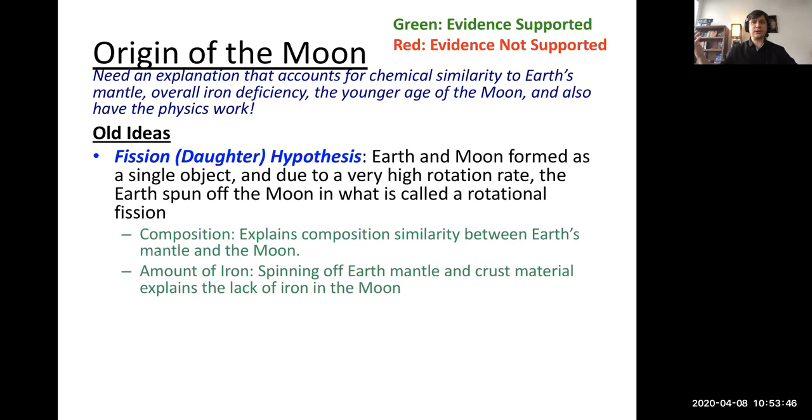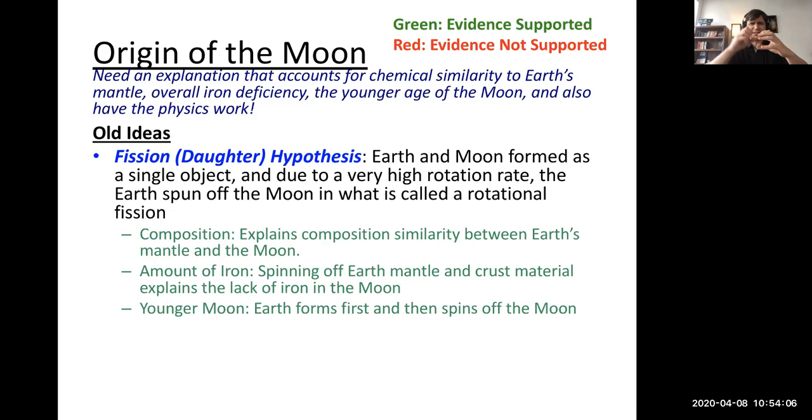Amount of iron. Well, you had already put most of the iron in the core of the early Earth before you rotationally fissioned off the moon. So you'd expect the moon to be deficient in iron. We finally have an idea that gets both the rock composition and the lack of iron that the moon has. Oh, and we formed the Earth first, and then we spun off the moon. The moon would be younger. Ooh, 3 out of 4.